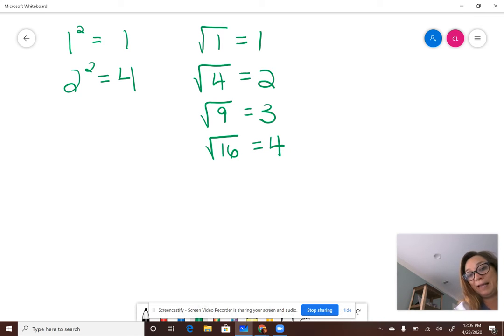with estimating. Okay, so one of the things I have the kids do is make a list of the perfect squares, and I can send you a copy of that, okay? So you want to know your perfect squares.